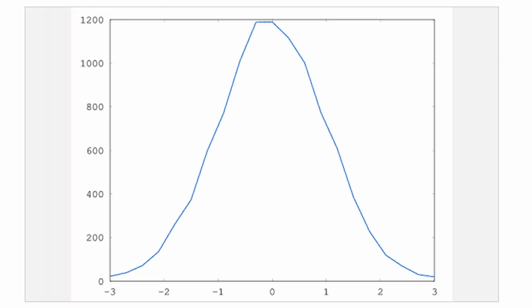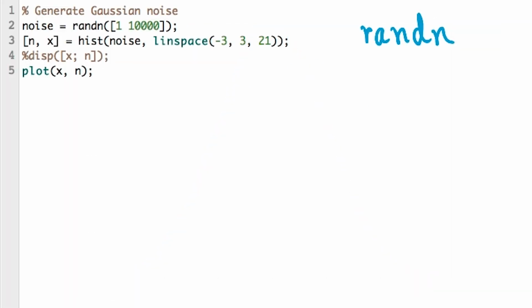There you go. In addition to rand_n, you can find other random number generation functions in Octave or MATLAB, such as just rand. This samples numbers from a uniform distribution. rand_i generates random integers. Feel free to play with these functions.